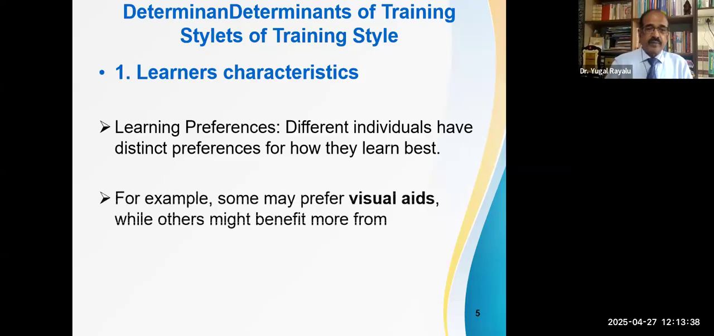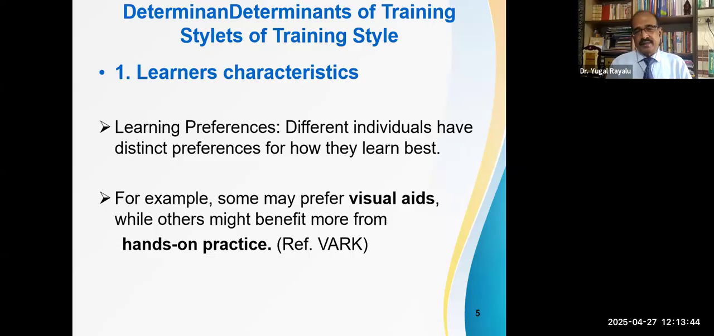Some may prefer visual aids, while others might benefit more from hands-on practice. And surprisingly, both these groups are present in front of you simultaneously. So it's not that you can only go for visual aids or only for hands-on practice. You have to amalgamate both.